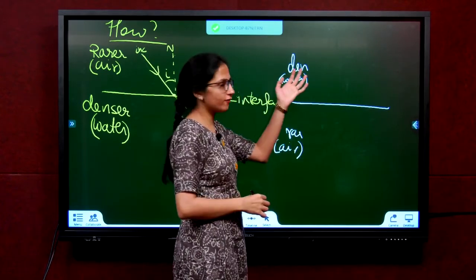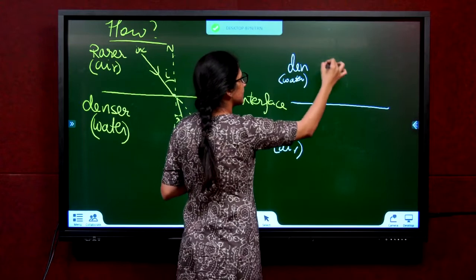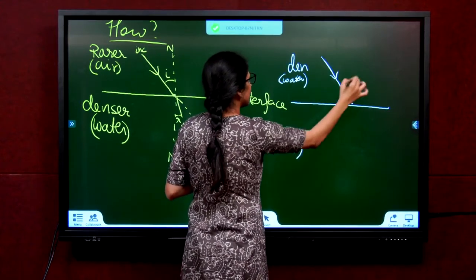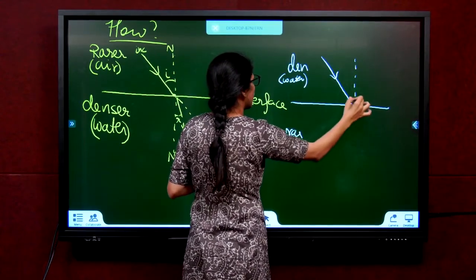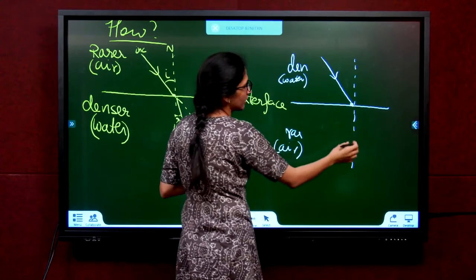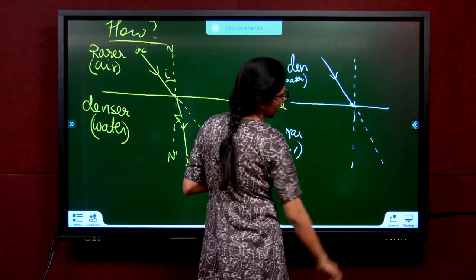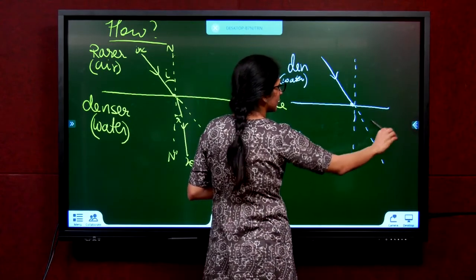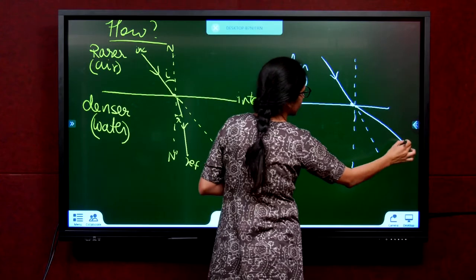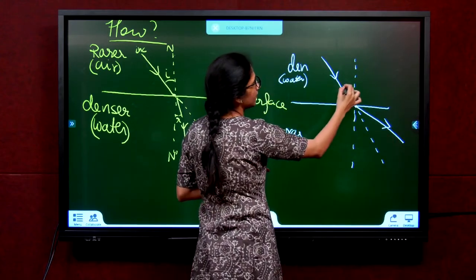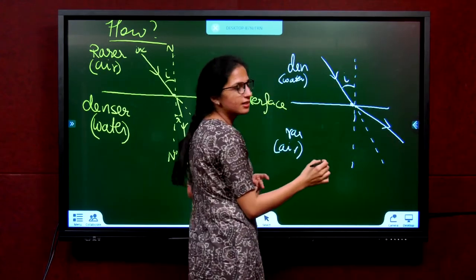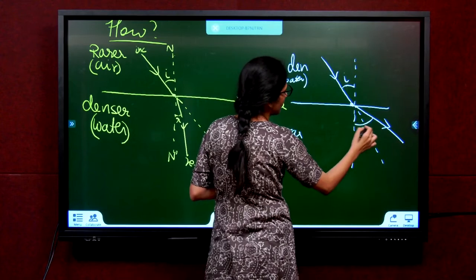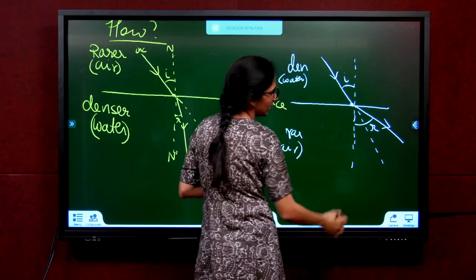Now if it is going from water to air, let's say there's a light ray here. This is the incident ray. At the point of incidence, draw a normal. So the ray had to travel like this, but it's going to a rarer medium. It will go away from the normal. It will bend away. Angle between incident ray and normal, angle of incidence. Angle between refracted ray and normal, angle of refraction.